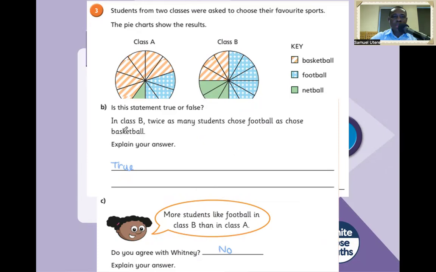So in class B, twice as many students chose football, so you can see football here, as chose basketball. So you can see this comprises 1, 2, 3, 4, 5, 6, and this is 3 parts. So there are twice as much compared to that. And then here you're asked for C. She says more students like football in class B than in class A. We cannot agree with Whitney because we don't have enough information to make that conclusion.